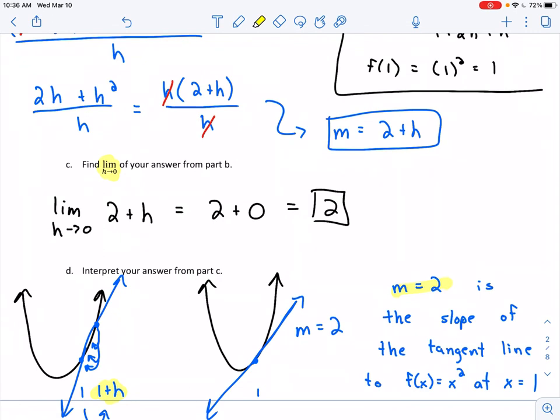I'm going to post a link after this video that you can hopefully play around with and move points around and actually see how the slope of the secant line approximates the slope of the tangent line as we get closer and closer. So take a couple minutes to experiment and play around with that for yourself.